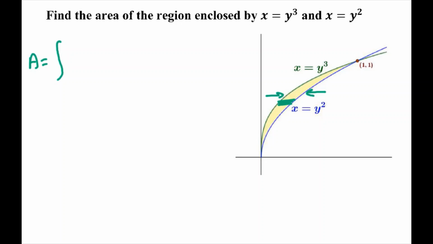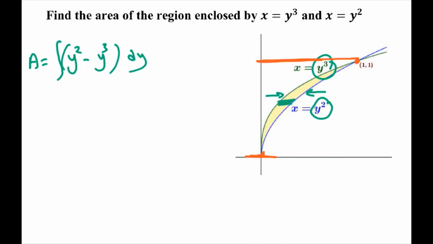And I am integrating with respect to y. So if I do it with respect to y, I have to have x equal a function of y. In this case, I'm going to start with y squared minus y cubed dy. Now, the points where both functions meet with respect to y are from 0 all the way to 1. If you integrate for x or y here, it's not a big difference because we have (1, 1) and (0, 0).